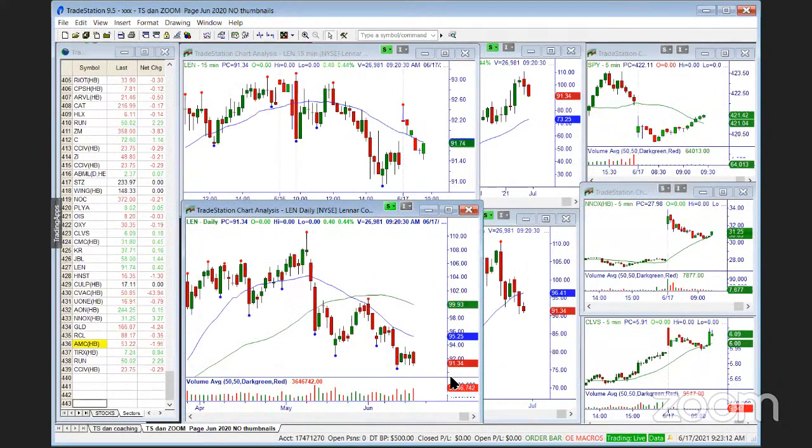Another short. It's gapping up and pulling back, but it is in an ugly downtrend on the daily. So yeah, I would say after 10 a.m. under yesterday's low. Yeah, that looks lower.